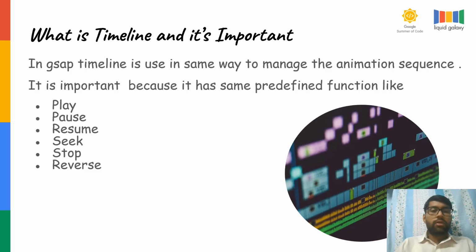What is timeline and why is it important? GSAP timeline is used in the same way to manage the animation sequence. Up till now we have done chunks of video editing or animation with keyframes, so you know what a timeline basically is, and it is shown in the image also. In the timeline we add small chunks of tweens and make a perfect animation to display to the user, tell a story, and show the user the key points of our website.